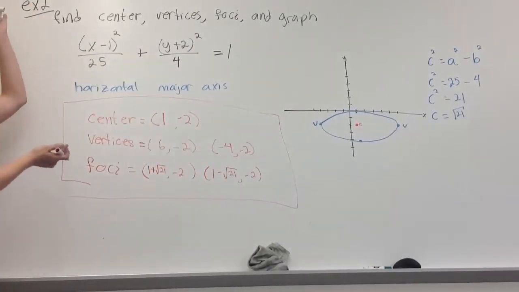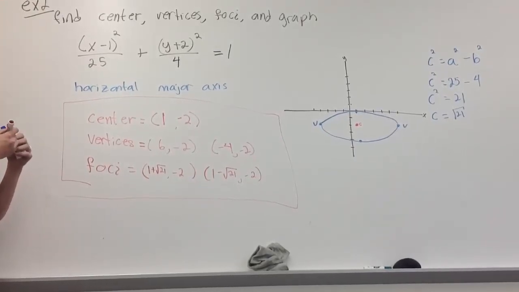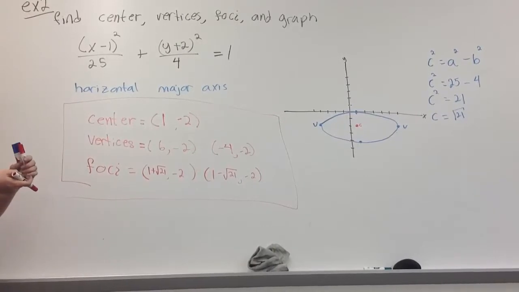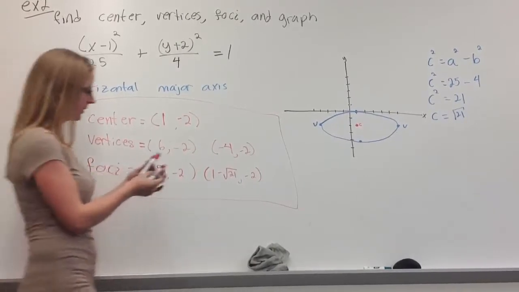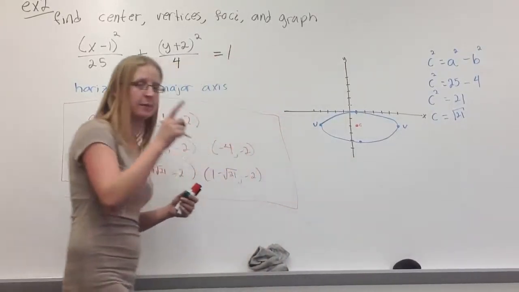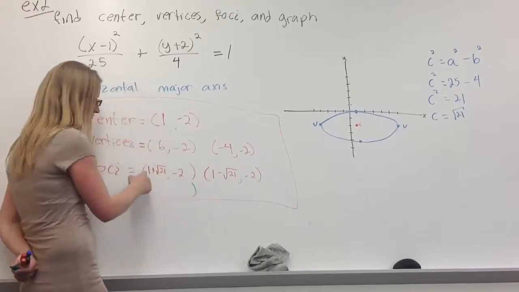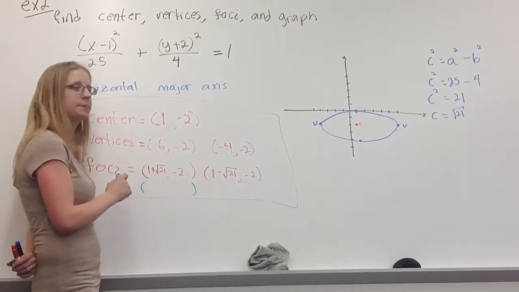Ta-da! So we have 2 foci. That is correct. You have 2 foci. How do we graph those foci? The foci are inside your ellipse, always. So somebody get out your calculator, and somebody tell me, I'm going to rewrite this as a decimal. What is 1 plus the square root of 21?